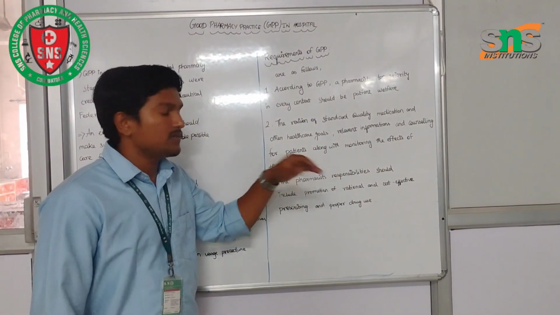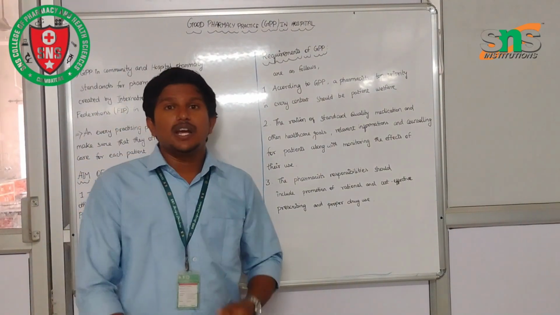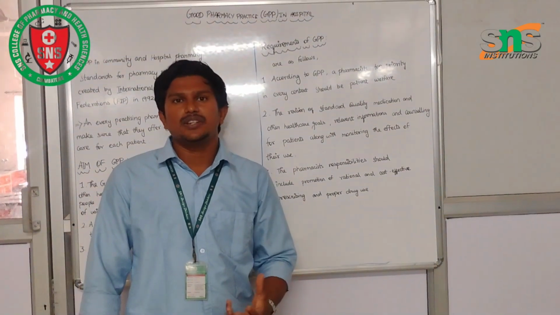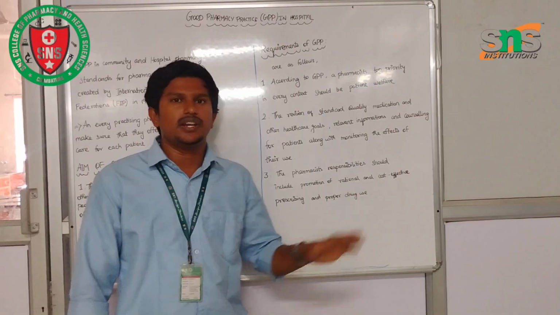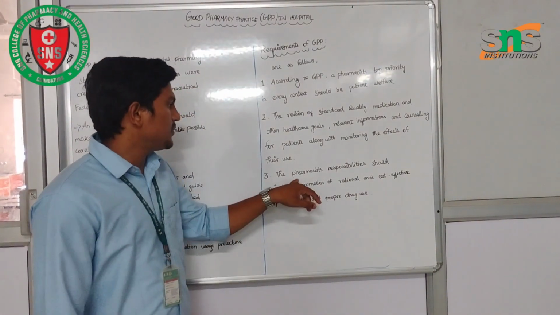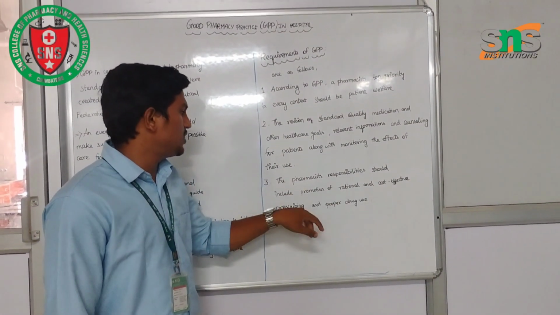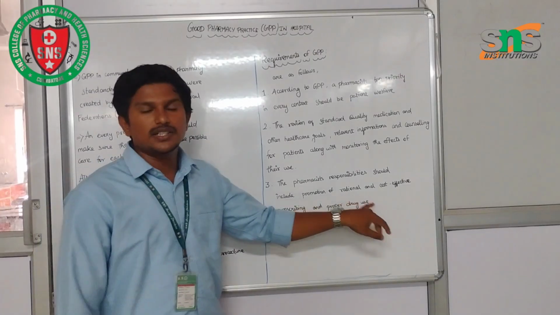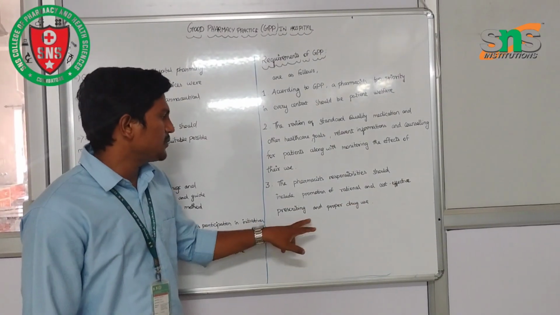Next, monitoring the effect of the use. Monitoring the effect of the use means monitoring the taking of the drugs. The taking of the drugs is one part of the monitoring for the patients. The final one is that pharmacist responsibility should include promotion of rational and cost effective prescribing and proper drug use.